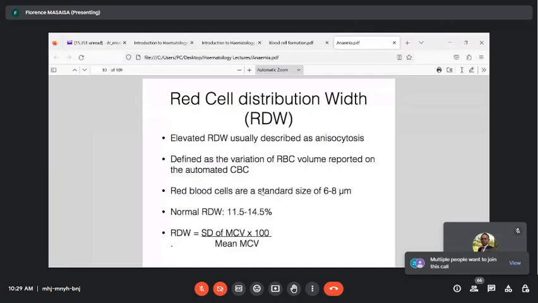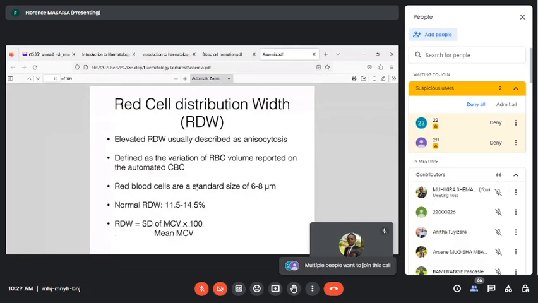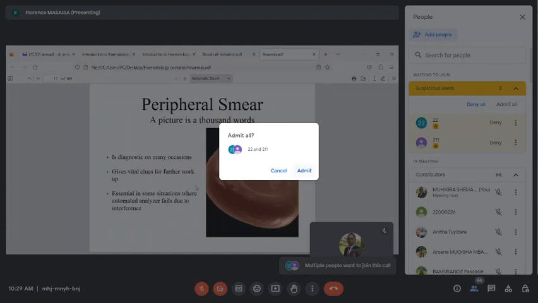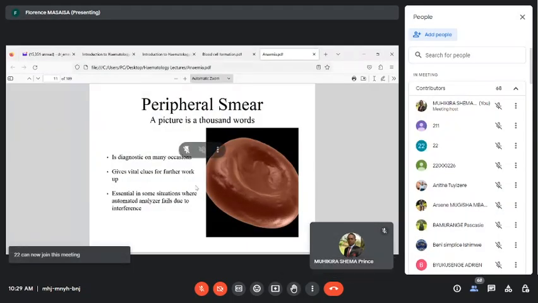Now let's go to the peripheral blood film. When you request a peripheral blood film, it is diagnostic in many conditions. It also gives you an idea about which test to request next. Then it also helps you to confirm what you see on the automated machine.